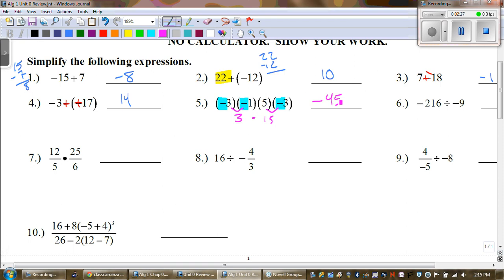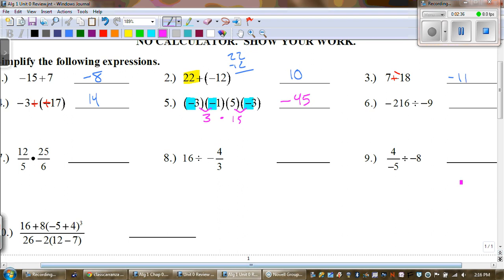All right, number 6, I would use your multiplication chart for that. Try to find 216 or start at 9, go all the way across to see 216 and then go up. You're dividing two negatives, so when you divide a negative by a negative, your answer is positive, and this turns out to be a positive 24.